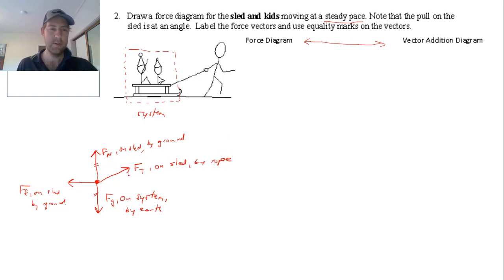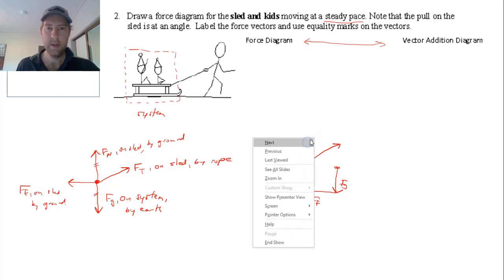This is where, you'll see, my thinking wasn't quite right. When I go to draw my vector addition diagram, I'm going to start here and work my way around. Force of gravity. Let's label them so we know. Force of friction. I said my normal force is as big as gravity. And then my tension force is up to here.